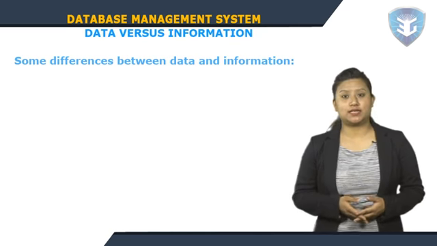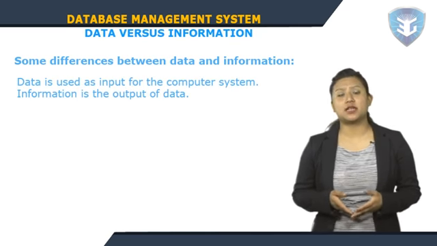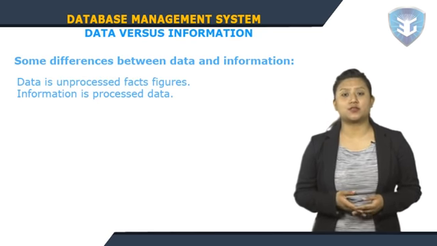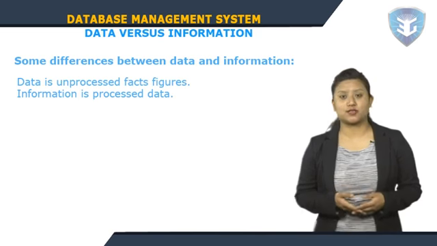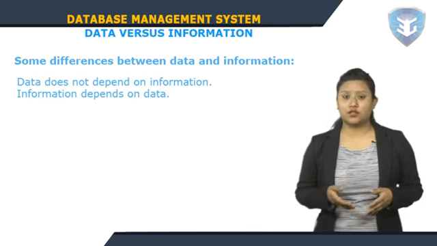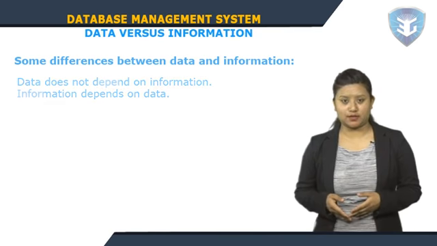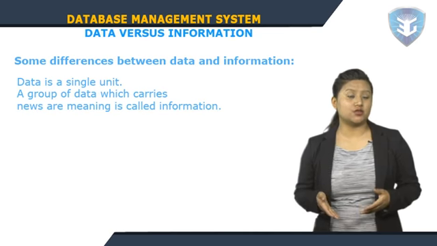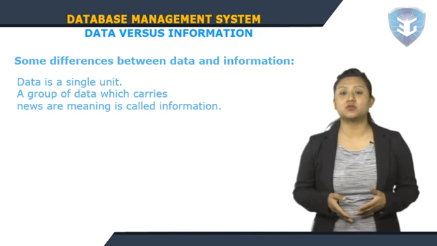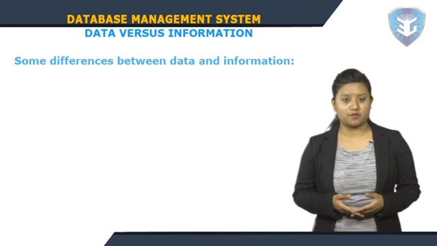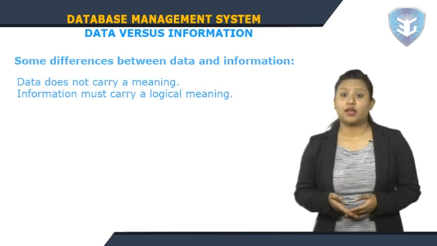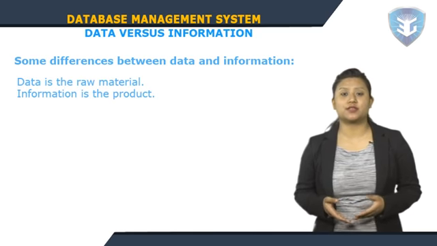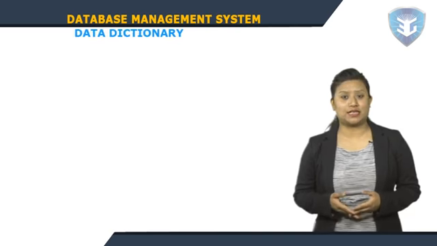Some differences between data and information. Data is used as an input for the computer system. Information is the output of data. Data is unprocessed facts and figures. Information is processed data. Data does not depend on information. Information depends on data. Data is not specific. Information is specific. Data is a single unit, whereas a group of data which carries news or meanings is called information. Data does not carry a meaning. Information must carry a logical meaning. Data is the raw material. Information is the product.